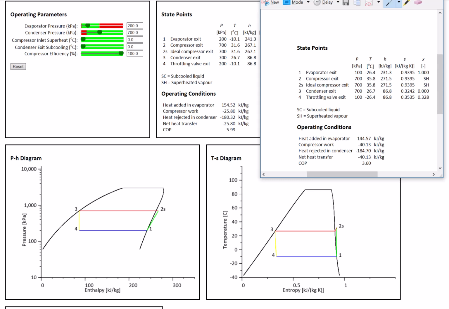The larger the spread between these two pressures, the harder this system has to work to move a unit of energy from low temperature to high temperature. So the coefficient of performance will go down as the spread between those two pressures increases.